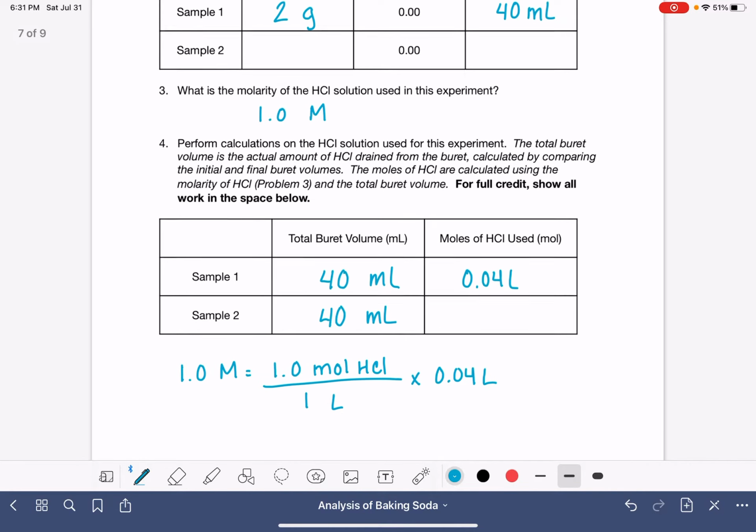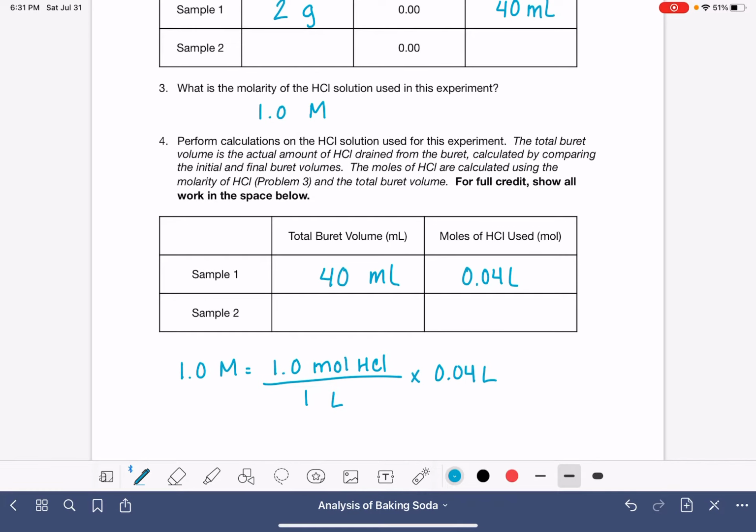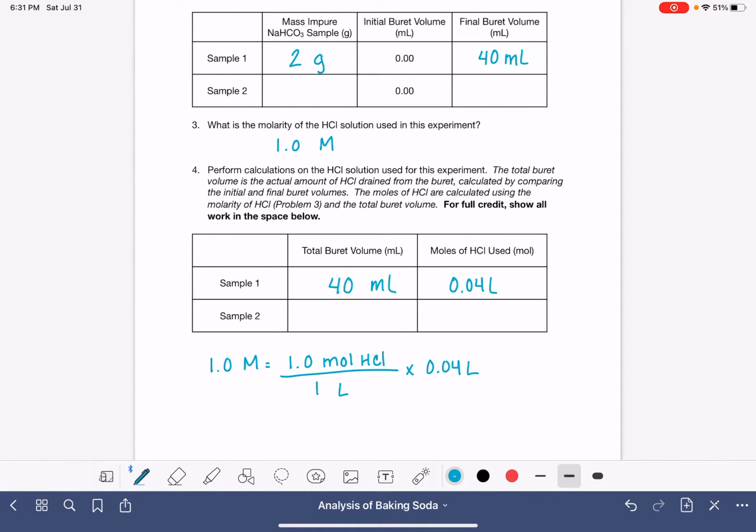And I don't know why I wrote 40 both times here. Your data is not necessarily going to be the same for both of your samples, but it should be pretty close for both of your samples.